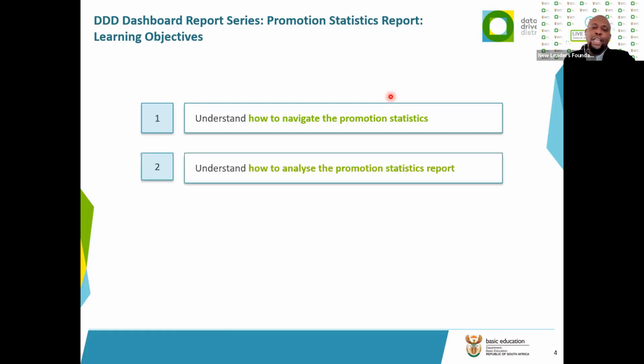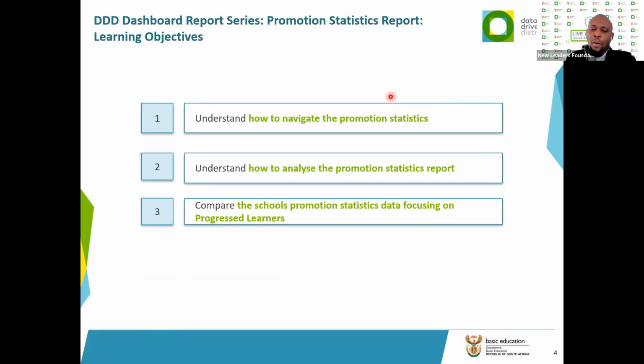The second one is to understand how to analyze the promotion statistics. Navigation is how you move from one end to the other. But it doesn't end there. Having understood the navigation, how do you start analyzing this promotion statistics report? The data there, how do you start analyzing it?